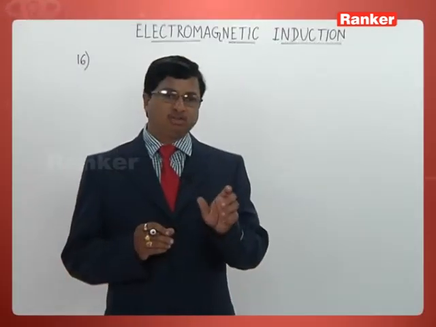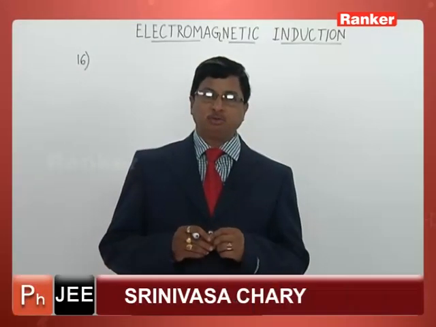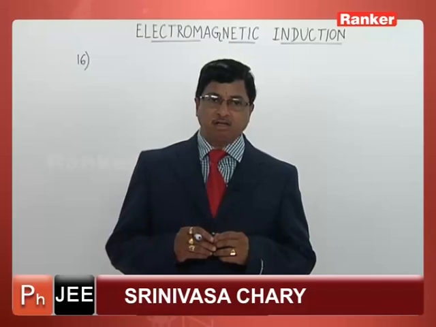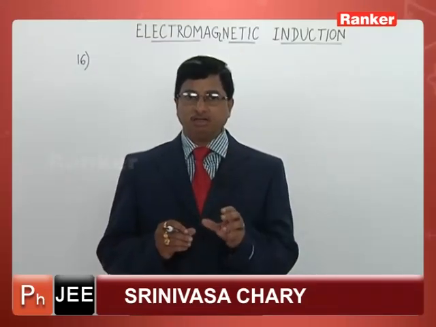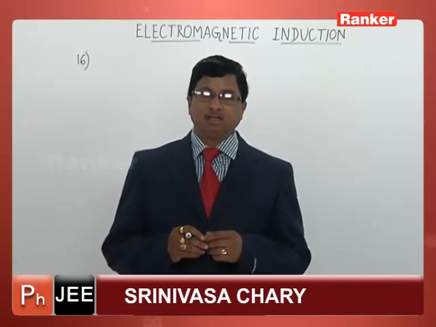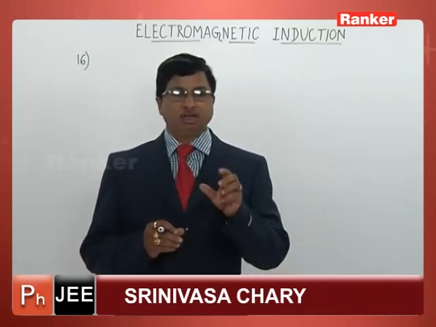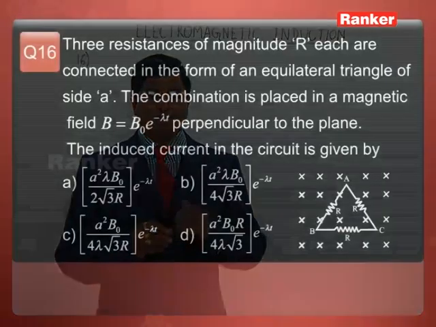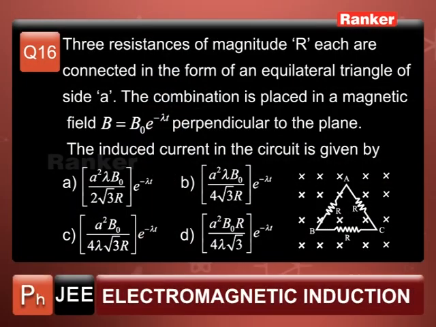That is the equation corresponding to that magnetic field in which we are placing that combination of three resistances connected in the form of an equilateral triangle, perpendicular to the plane, he said. The induced current in the circuit is given by, that is the question. And four options are provided to us.